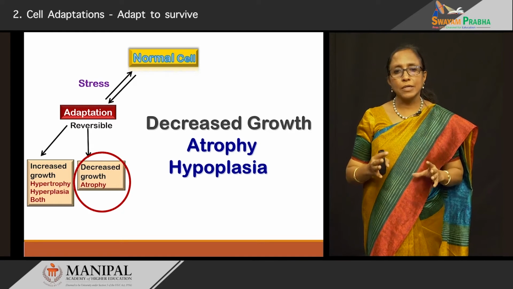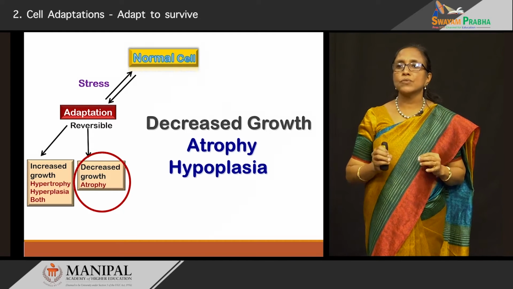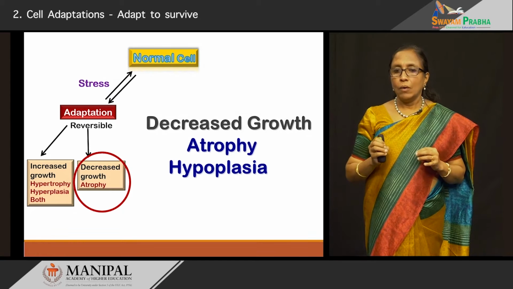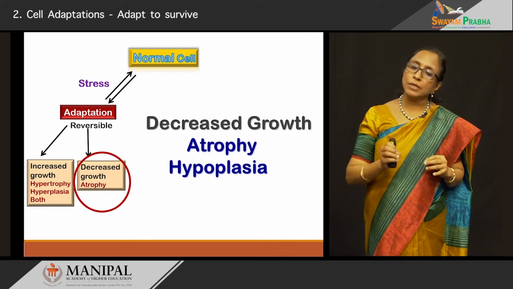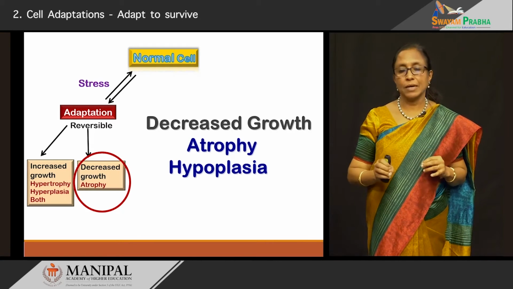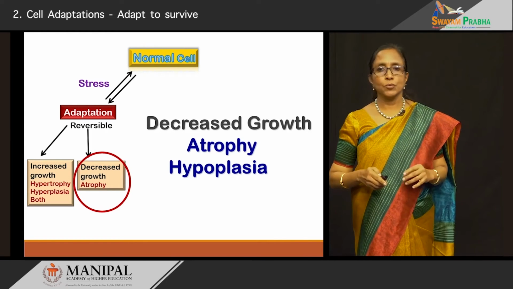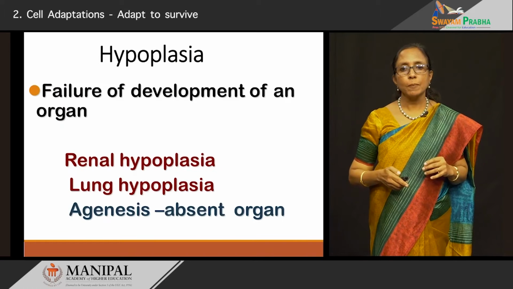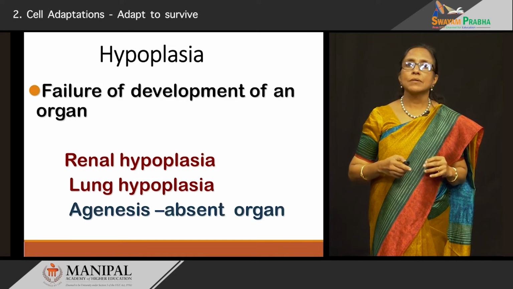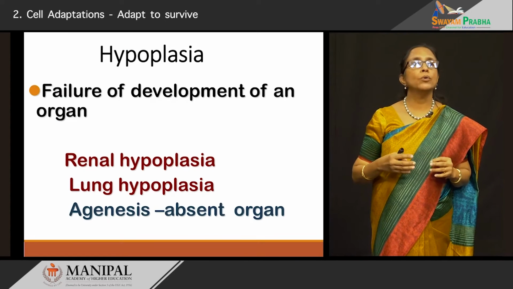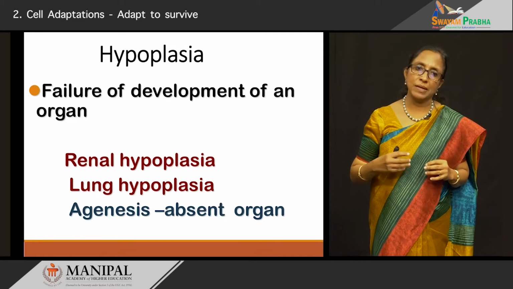Now, to look at decreased growth, the term that we use is atrophy. I would like to introduce one more term here, that is hypoplasia, which is also decreased growth. We will look at these two terms now. Now, what is hypoplasia, or where do we usually use this word hypoplasia?